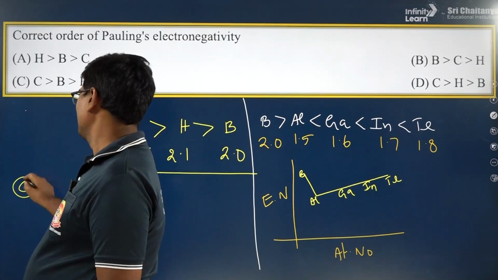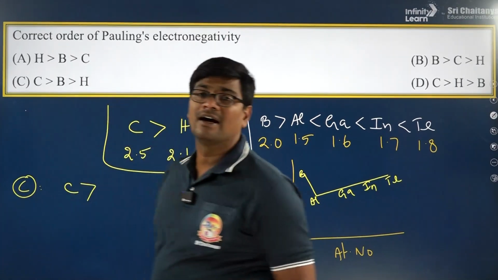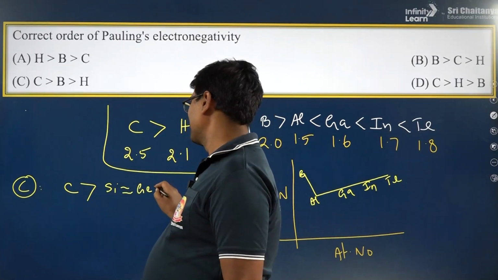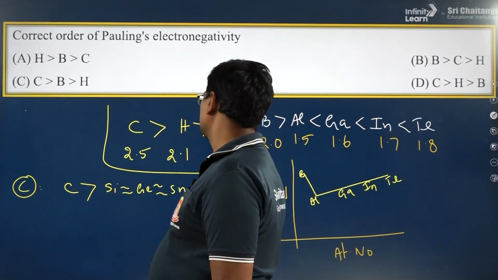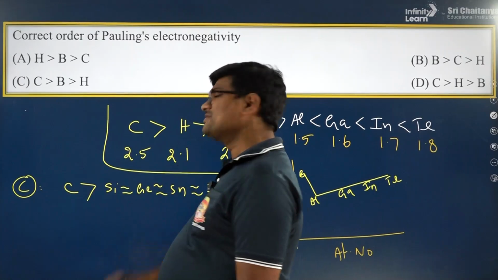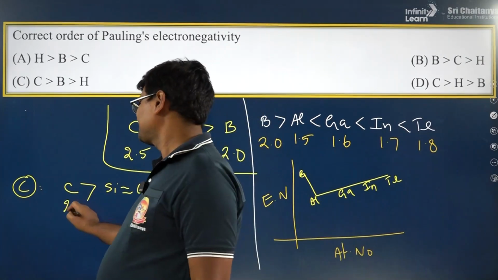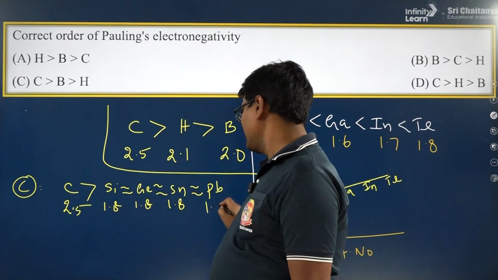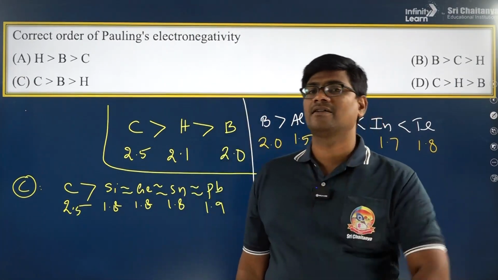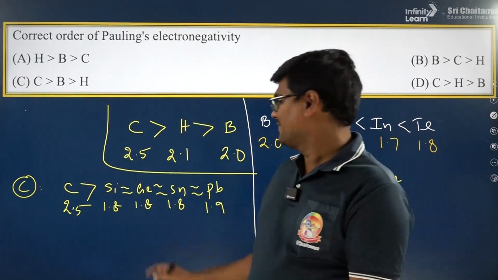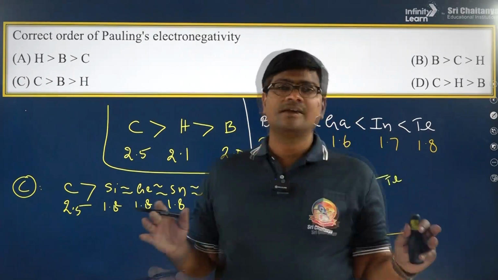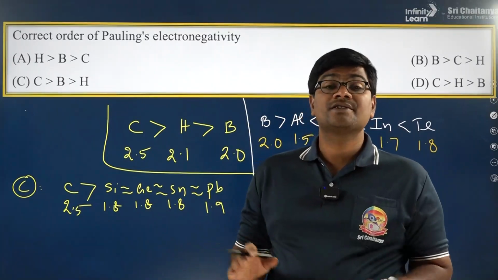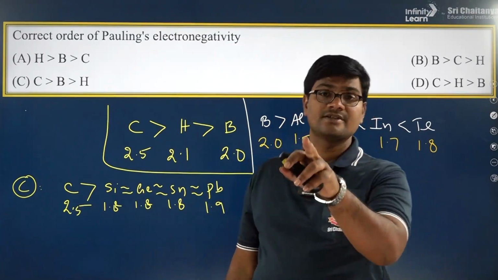In the carbon family, first carbon is greater and then silicon is almost equal to germanium, which is almost equal to tin, which is almost equal to lead. But the exact values: carbon is 2.5, silicon is 1.8, germanium 1.8 and tin is also 1.8. Lead is slightly higher than tin. That is if exact values are given. As a general statement, in the carbon family electronegativity first decreases and then remains constant. Is it a right statement? Yes, almost constant, it is right.